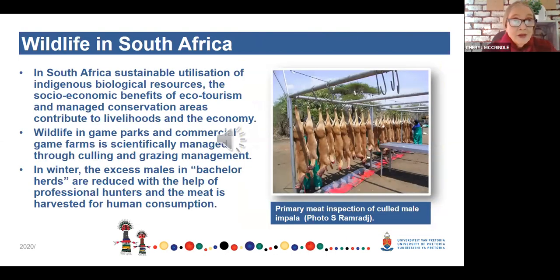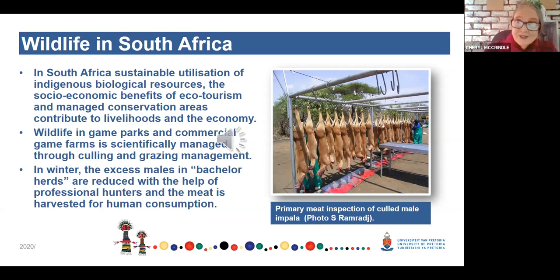Wildlife in South Africa, we use sustainable utilization of indigenous biological resources. The socioeconomic benefits of ecotourism and also managed conservation areas contribute to livelihoods and the economy. So we manage the wildlife in game parks and commercial game farms through culling and good grazing management. For example, as you can see in the picture on the right, the excess males in bachelor herds are reduced with the help of professional hunters, and the meat is harvested for human consumption.